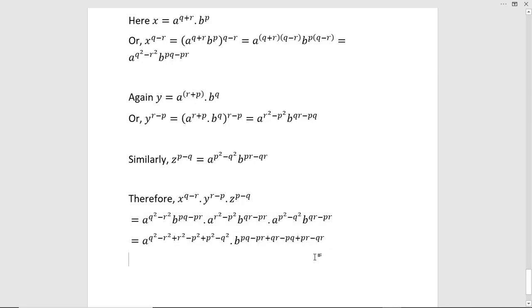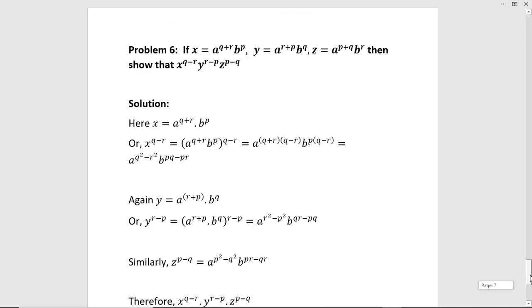So powers will be added: pq minus pr, qr minus pq, and pr minus qr, and we will get a to the power 0 and also b to the power 0, because q square and q square will be cancelled, r square cancelled, and p square are cancelled. Here pq and this pq will be cancelled, pr and this pr will be cancelled, qr and this qr will also be cancelled. So the result will be 1. So this was the explanation of problem 4.